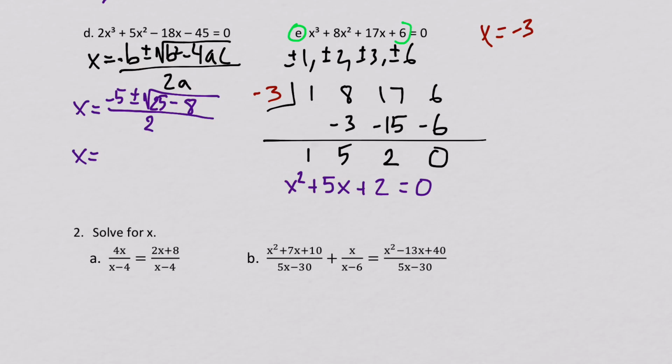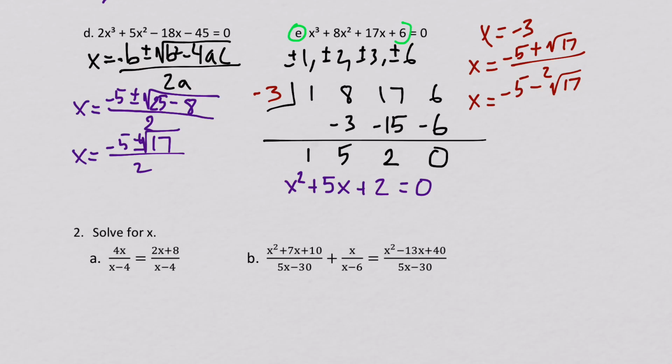X equals. So let's finish simplifying this. This is negative 5 plus or minus the square root of 25 minus 8. 25 minus 8 is going to be 17, right? Radical 17 all over 2. And those are your other two solutions right there. X equals, I'm going to separate them out, negative 5 plus radical 17 all over 2, or x equals negative 5 minus radical 17 all over 2. Those are the three solutions to this equation.